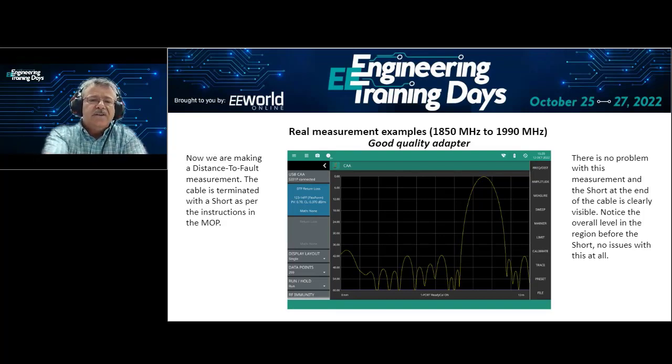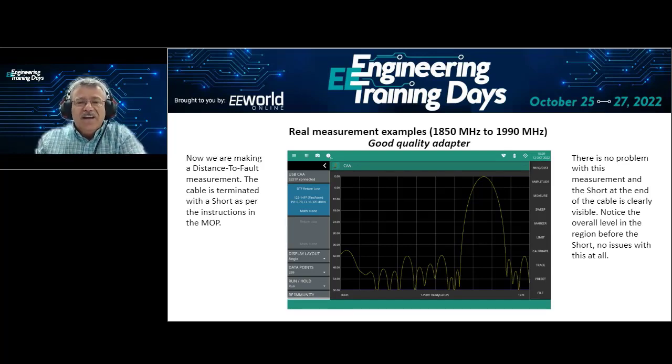The launch area is at the very beginning on the left-hand side. That's where the cable antenna analyzer connects to the device under test. And the big peak at the far right is where the short is at the end of the cable. So, perfect response, even though I'm using an adapter and I did not calibrate after the adapter.